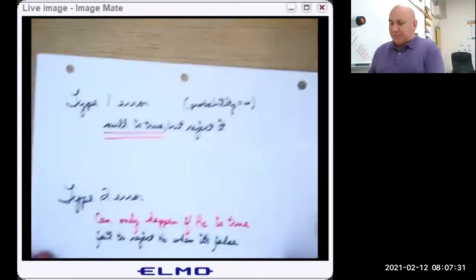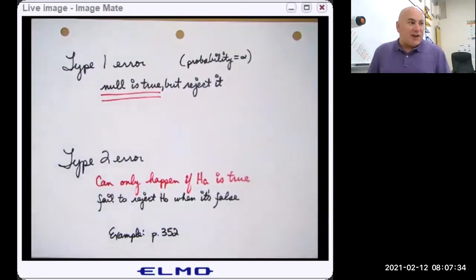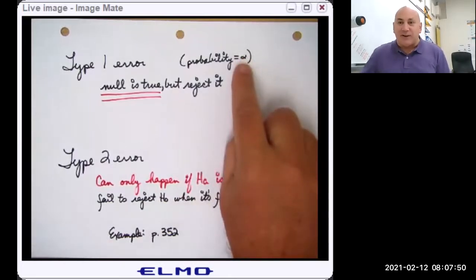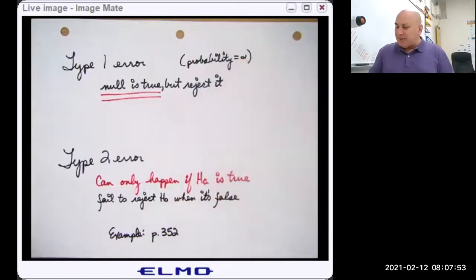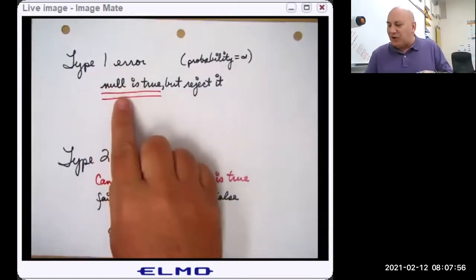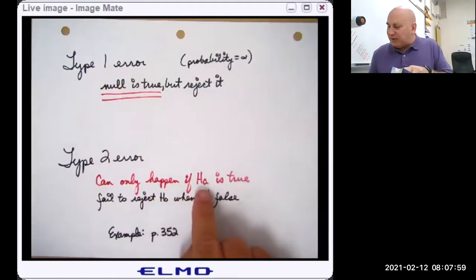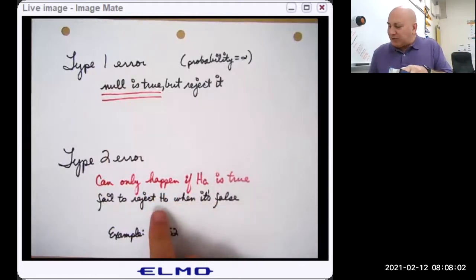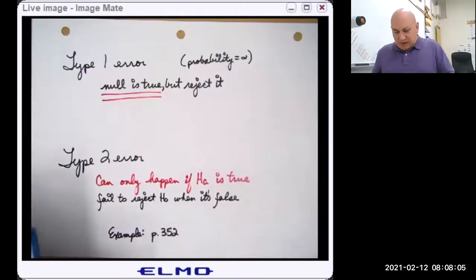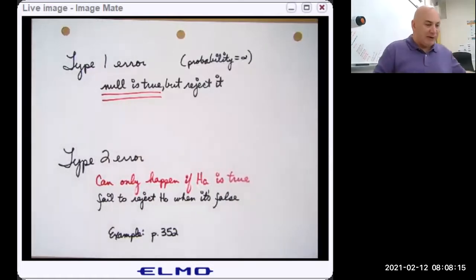Now, you could be wrong. There are two types of errors called a type 1 error and a type 2 error. A type 1 error is when the null is true, but you got a fluky sample that caused you to reject it. If alpha is 5%, there's a 5% chance that could happen. A type 1 error occurs when the null is true. A type 2 error occurs if the alternative is true and you fail to reject the null. There is an example problem on page 352 of our current book on type 1 and type 2 errors.